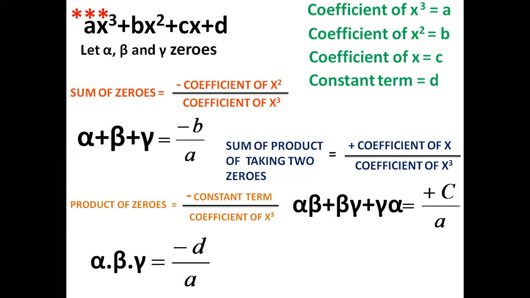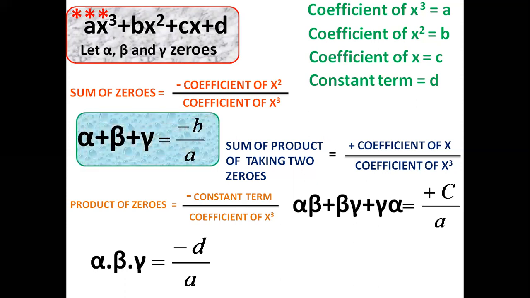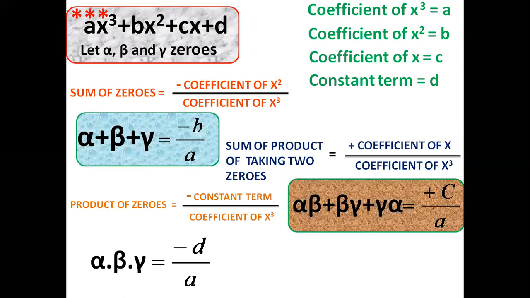So you have to remember, if alpha, beta, gamma are the zeros of the cubic polynomial ax cube plus bx square plus cx plus d, then alpha plus beta plus gamma is equal to minus b by a, and alpha beta plus beta gamma plus gamma alpha is equal to plus c by a, and alpha beta gamma is equal to minus d by a.